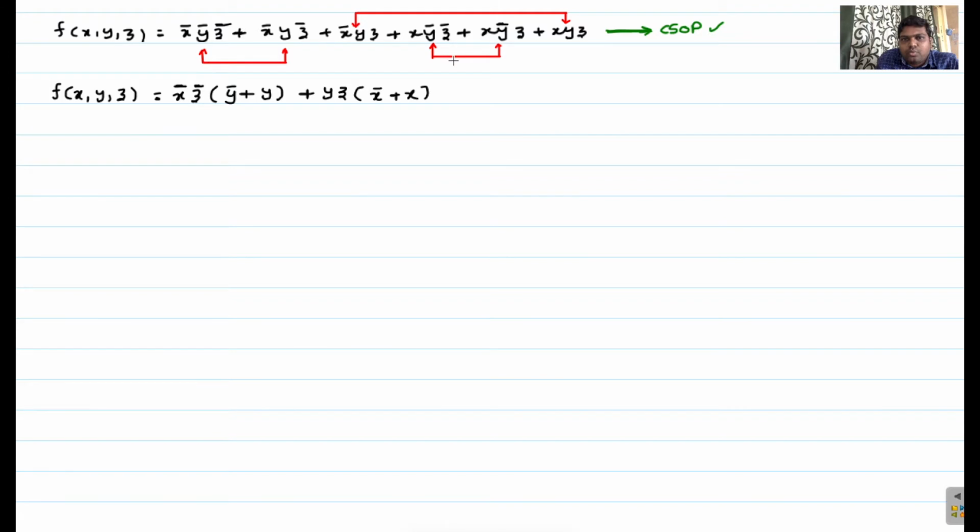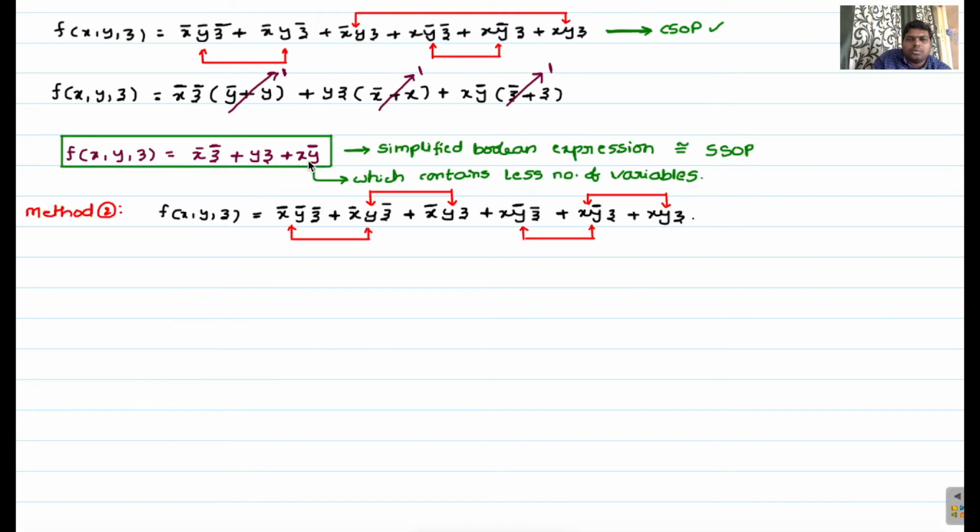Next compare these two product terms. Here we have the common factor x y bar, so you can write x y bar (z bar + z). According to our complement theorem, y bar + y = 1, x bar + x = 1, and z bar + z = 1. So what you will get: f(x, y, z) = x bar z bar + yz + x y bar. This is your simplified Boolean expression, which is also called a standard sum of products, and here each product term consists of fewer variables.